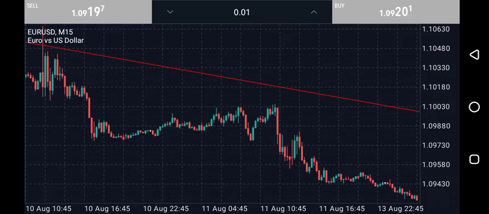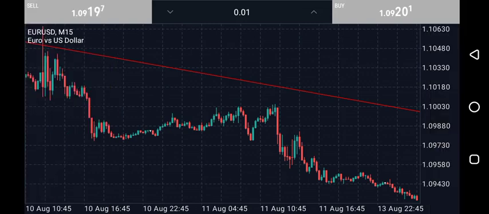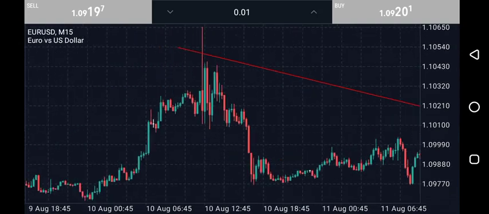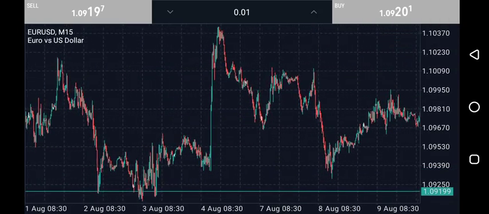Forex is a wide scope. We have the synthetic indices, that's the volatility ones. Then we have crypto, which is another branch of forex. So forex is quite broad. But for currency pairs, which I'm going to be teaching you, the lowest lot size you can use is 0.01. All right, that should be all. Let me not crowd your head with too many things first.